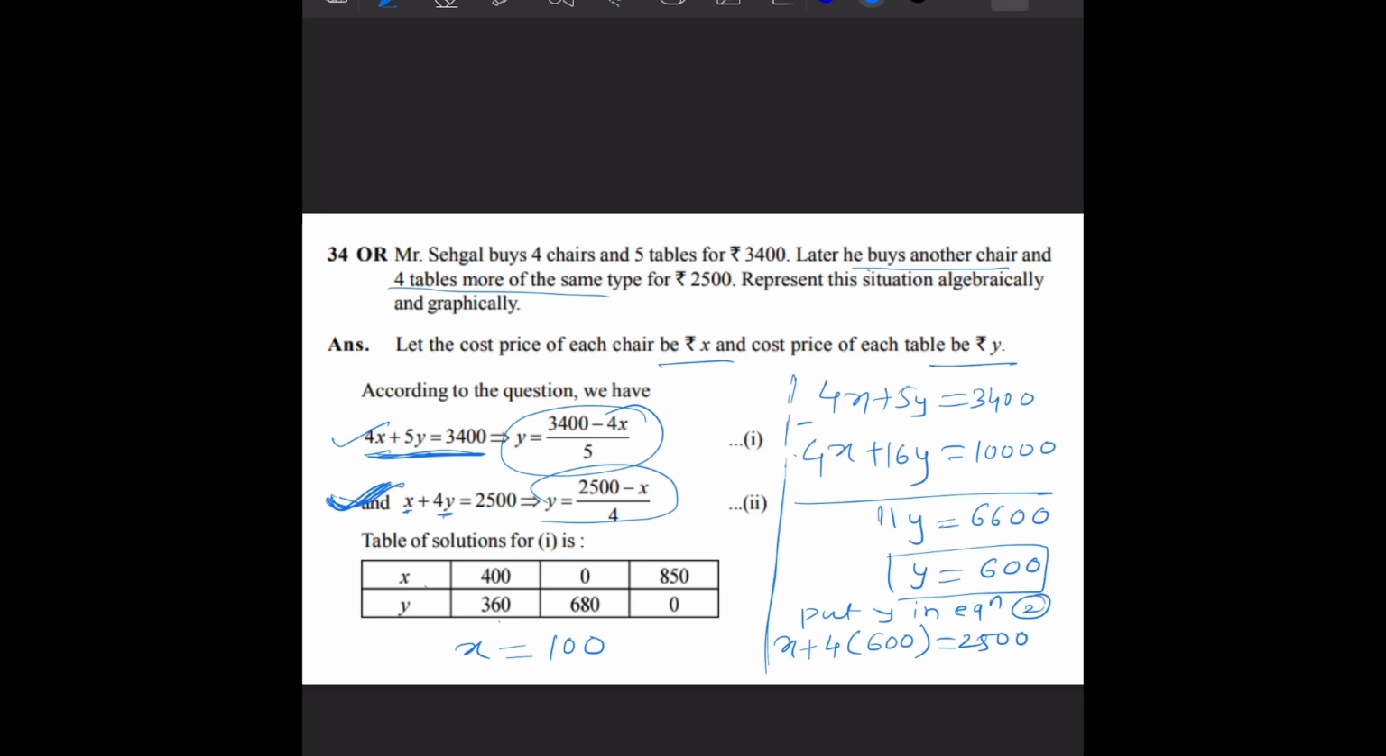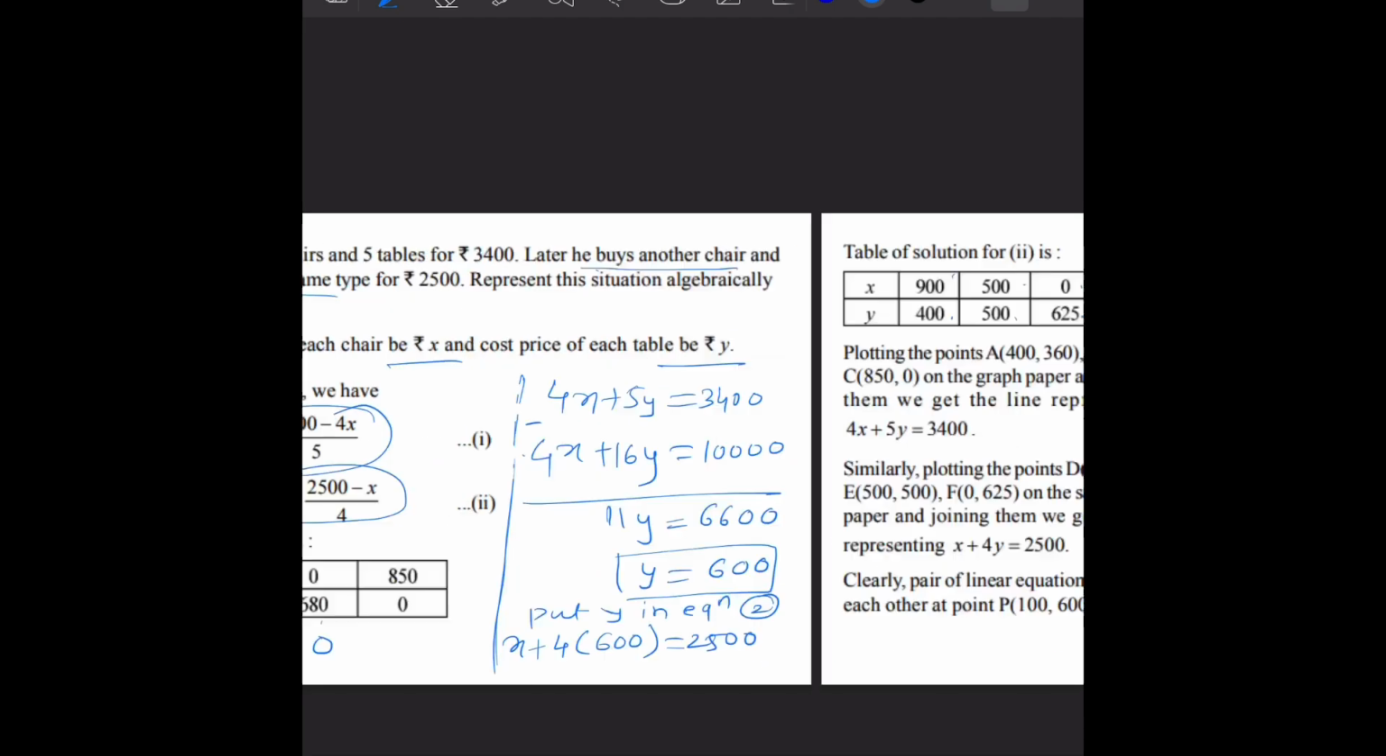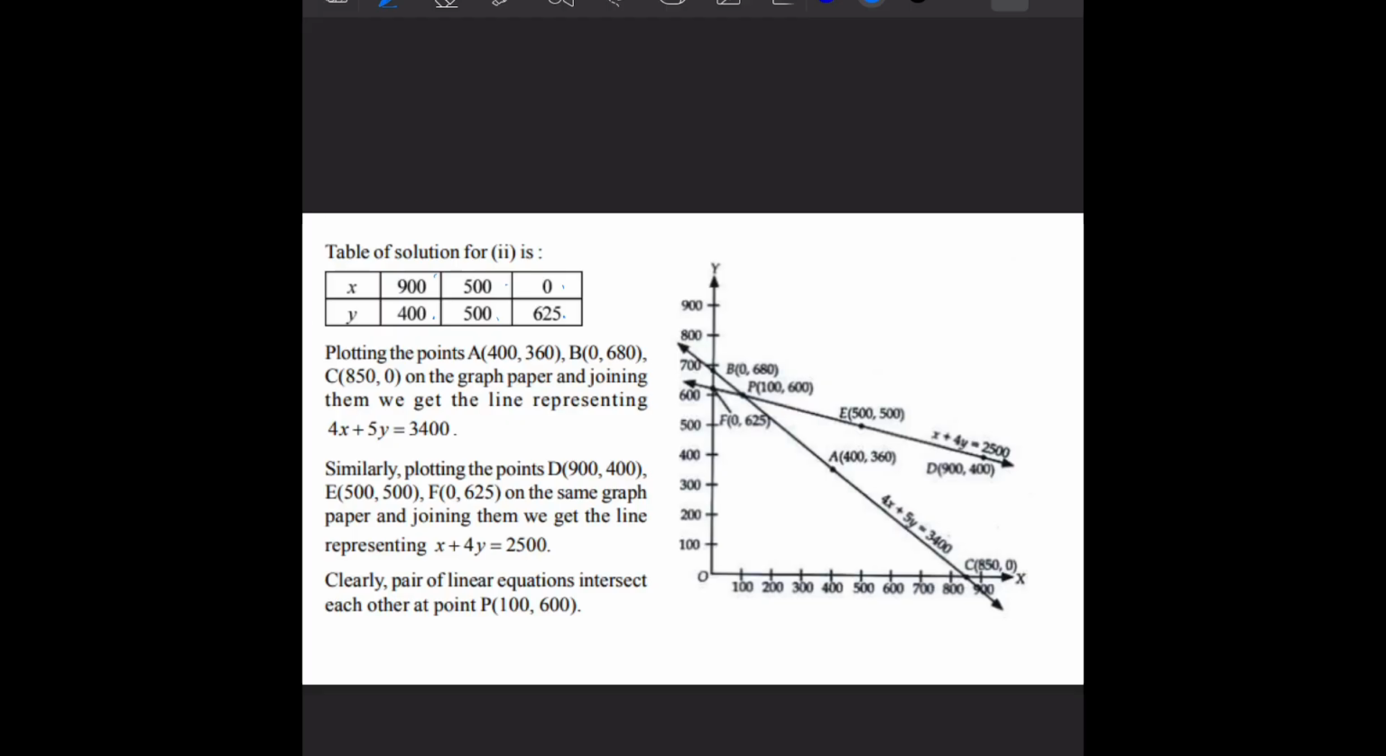Let's solve it graphically. ग्राफिकली सॉल्व करने के लिए आपको टेबल्स रेडी करने पड़ेंगे. मैंने यहाँ पे y in terms of x निकाल के रखा है. If I put x equals 400, you'll get y equals 360. If I put x equals 0, you'll get 680. If I put x equals 850, you'll get 0. Similarly, for equation 2, if you put x equals 900, you'll get y as 400. Similarly, 500 and 500, and 0 and 625.